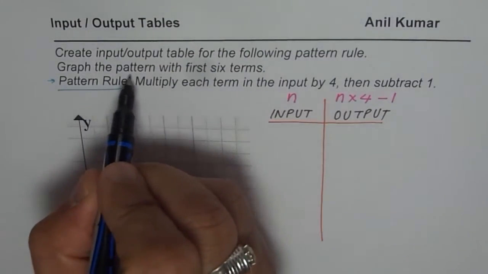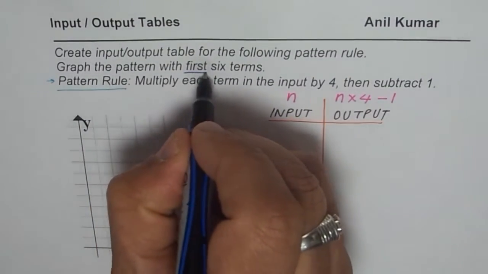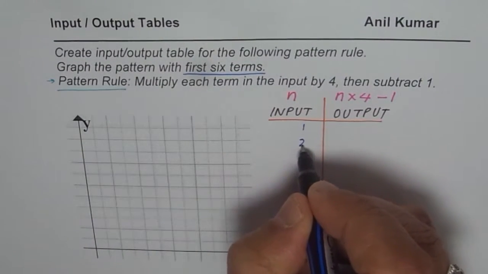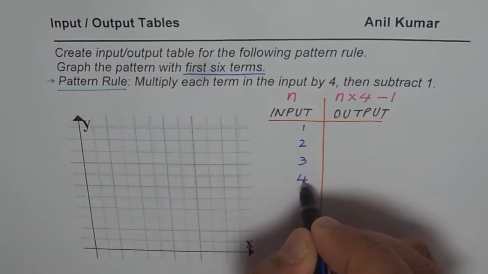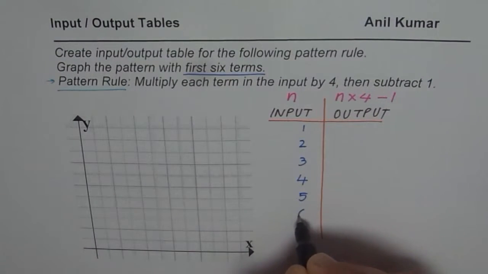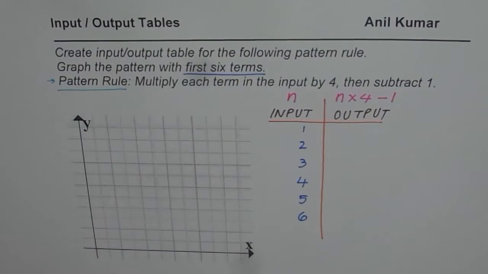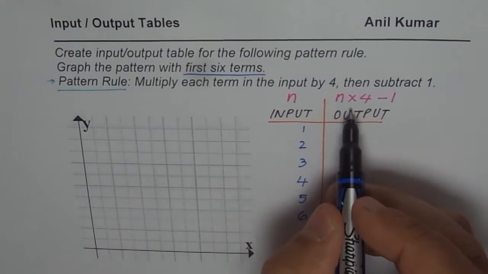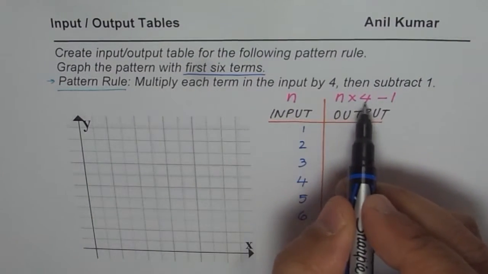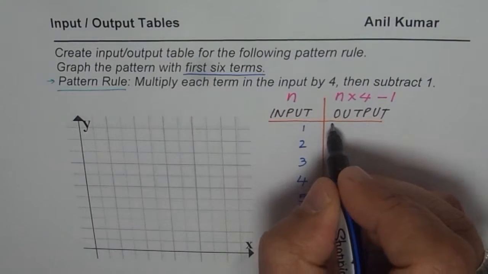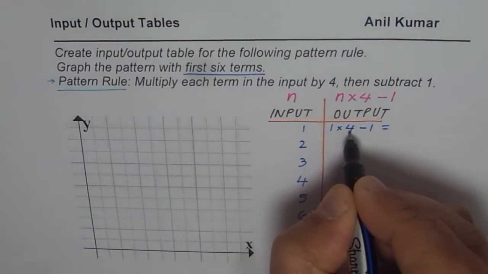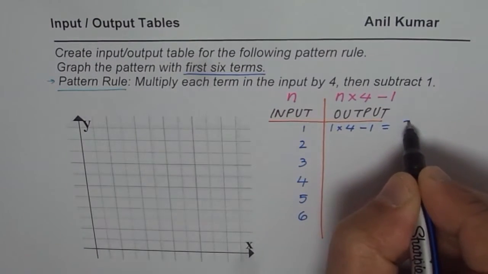We need to graph the pattern with first 6 terms. First 6 terms means input could be 1, 2, 3, 4, 5 and 6. So these are the first 6 terms. Let us find for each term what the output should be. The rule is input times 4 minus 1. So let us multiply 1 by 4, take away 1. 1 times 4 is 4, 4 take away 1 is 3.